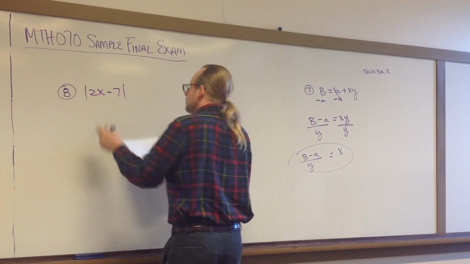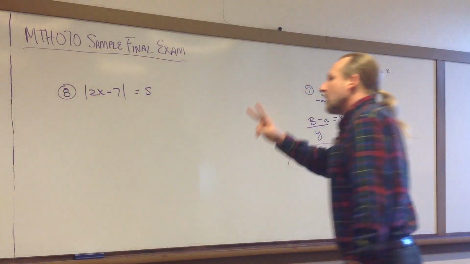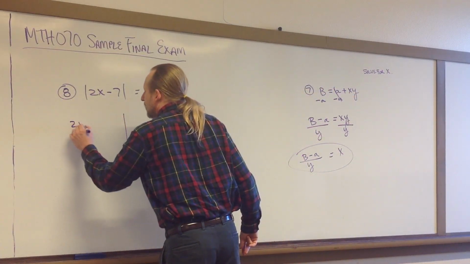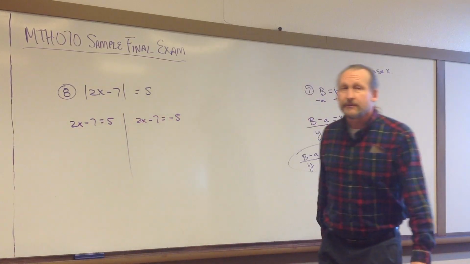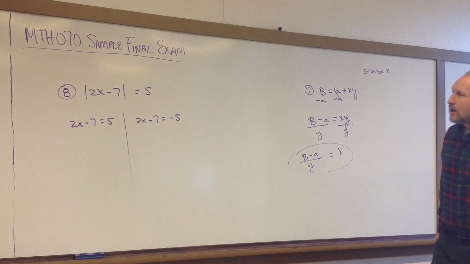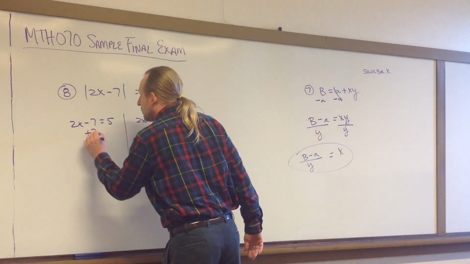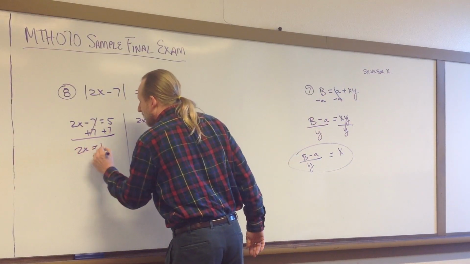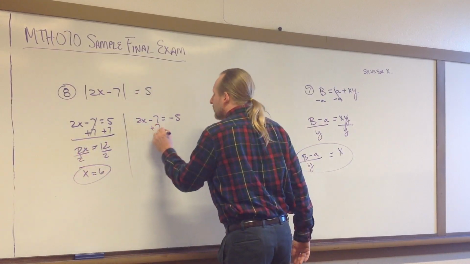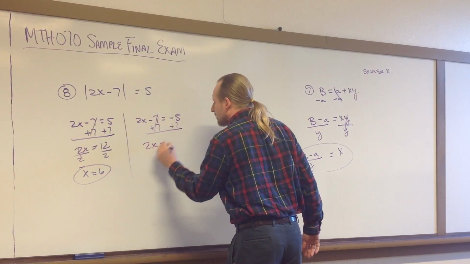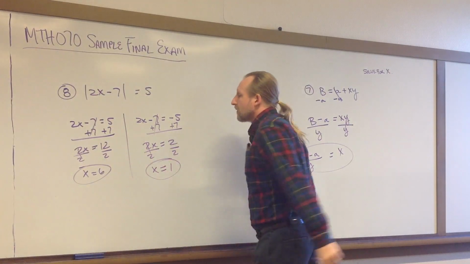All right, problem 8, absolute value. 2x minus 7 absolute value equal to 5. The fundamental idea of an absolute value is that there are two possibilities. 2x minus 7 could be equal to 5, or it could be equal to negative 5, okay? All right, that's half the problem right there. All right, next we just need to solve these two simple little equations. 2x is 12, x equals 6. Great. Over here, 2x is 2, and so x equals 1. And there we go. Okay?